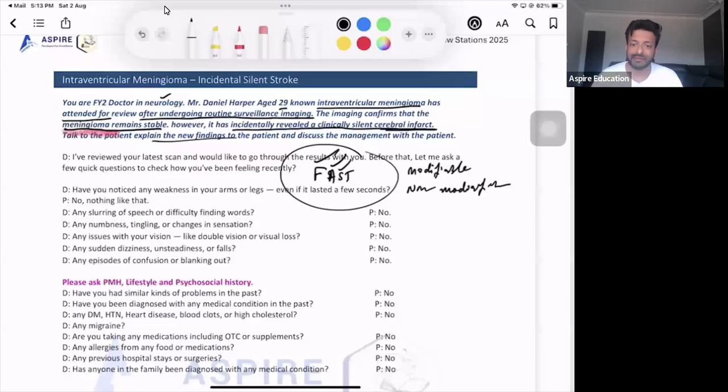But there are a lot of things that can be modifiable as well. For example, if the patient is a diabetic, a hypertension case, if the patient is having high cholesterol, is a smoker, is drinking alcohol, is not physically active and not having a good diet. All these are the risk factors. Some of them you are able to find in the past medical history. Some you are able to find in the lifestyle history. So ask these questions and try finding it out.